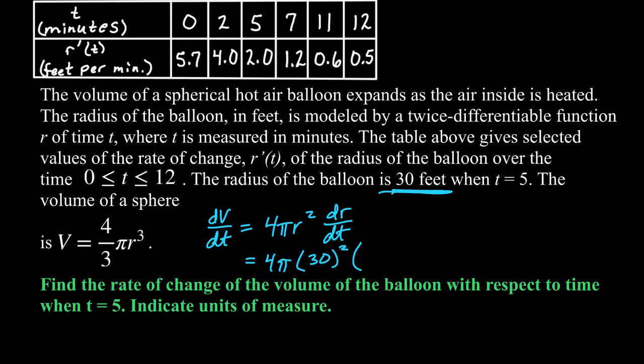dr/dt is the same thing as r prime of t, and at t is 5, which is the time in question, r prime of t is 2. So that's the value we put in here. And so just working this out, you're going to have 900 times 4 is 3600 times 2 would be 7200. Change in volume, and this is measured in cubic feet per minute, and that's it.